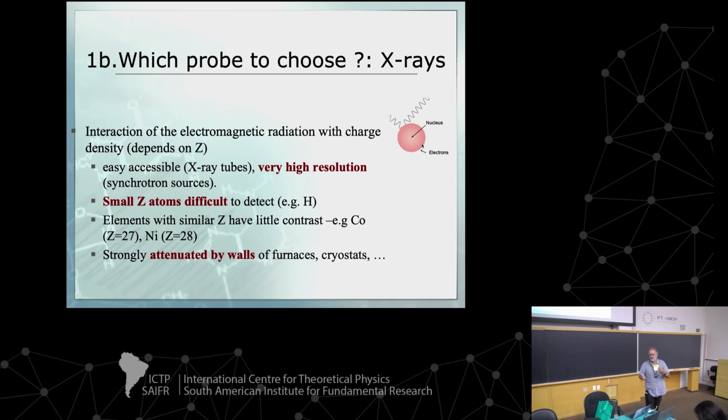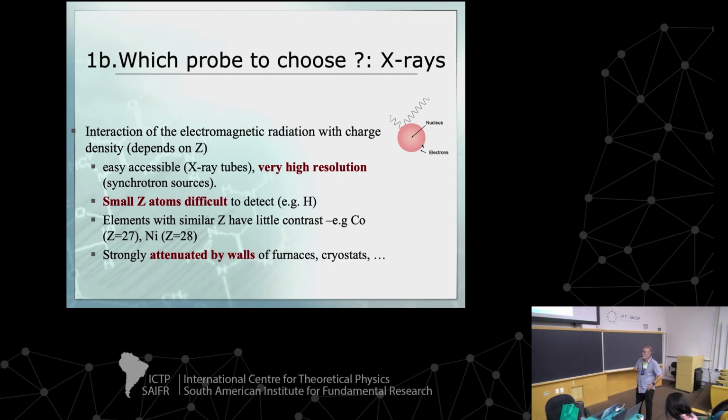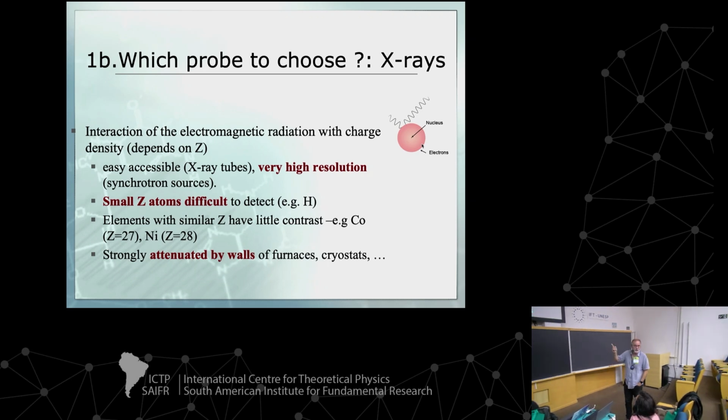You have to use a different type of probe, right? Well, small atomic number atoms will be difficult to detect because of the number of electrons. And there's another problem. Elements with similar atomic number also have little contrast. They are difficult to distinguish, like cobalt or nickel. When you have already large atomic numbers and there's little difference, you are in a problem to distinguish the signals from both of them.